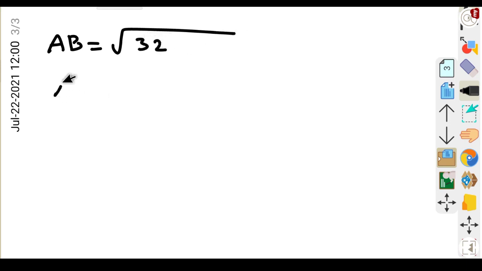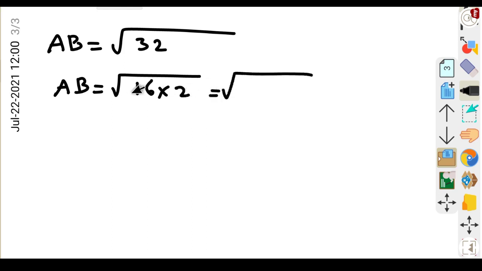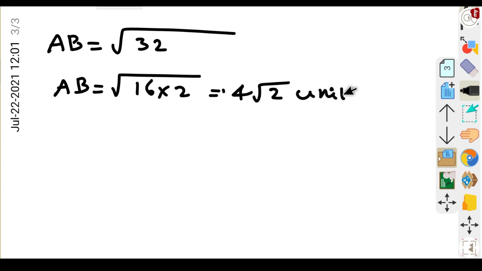Now this root 32 can be written in the form of root of 16 into 2. The square root of 16 is 4 and the remaining is root 2. So the answer will be 4 root 2 units. Now this is the answer for the second question, and now I'll take the third one.